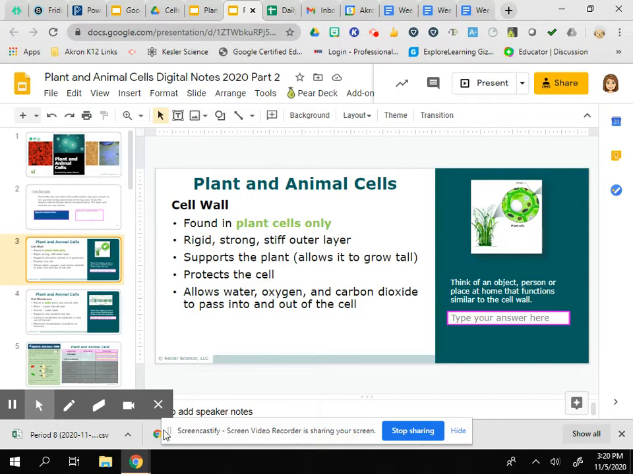On the right, I want you to think of an object, person, or place at home that functions similar to the cell wall, and you're going to type your answer in there.